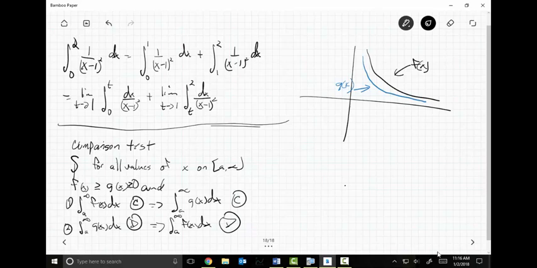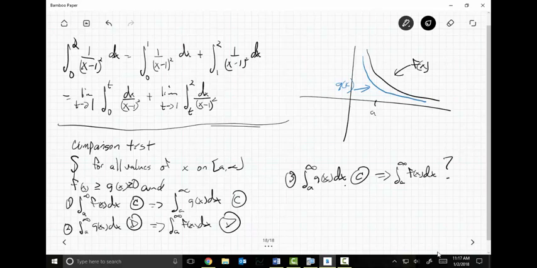Now, you may be saying, well, what happens if f of x is greater than or equal to g of x for all values between a and infinity, right? And g of x converges. So let's go to scenario 3: the integral from a to infinity of g of x dx converges. What does that imply about the integral of f of x dx? Well, that's a big fat question mark.